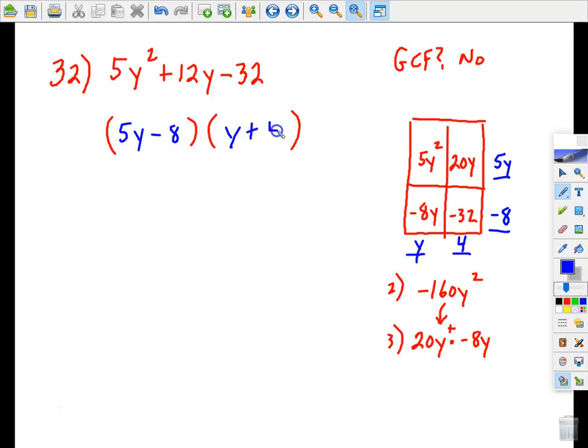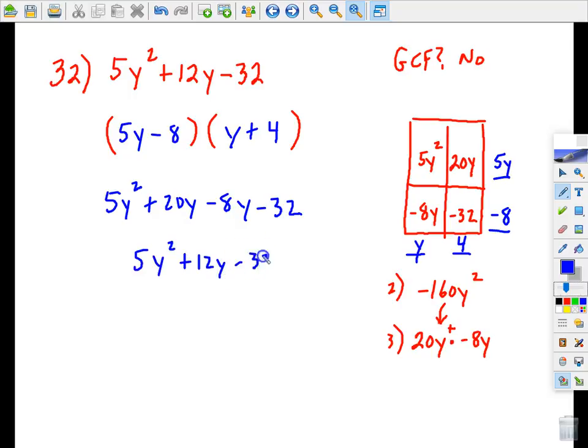y plus 4. And once again, let's just run through FOIL to make sure you understand how you can check that you got the right answer. First terms together, outer terms together, inner terms together, last terms together, combine like terms with these linear terms. And sure enough, we got the factoring because we just found another way of representing this trinomial using multiplication.